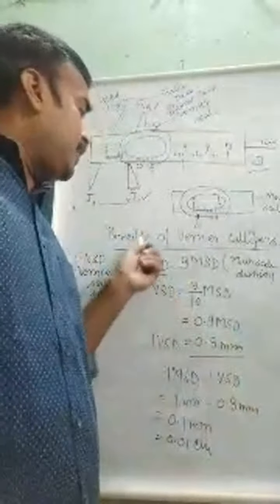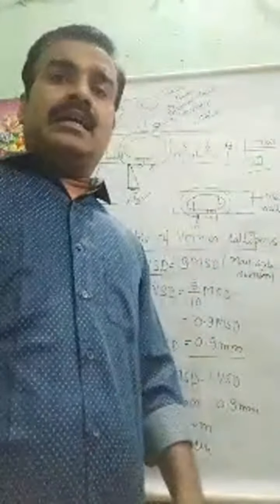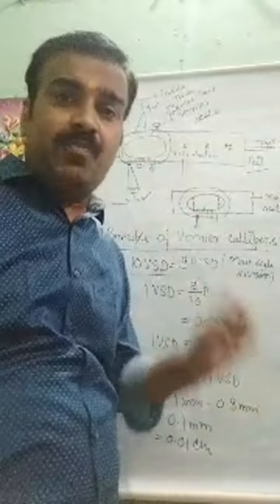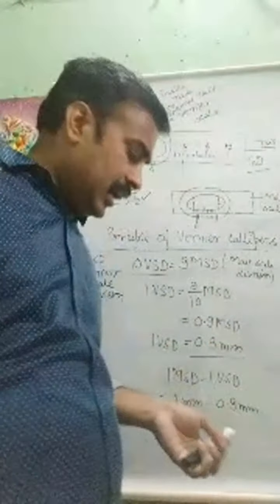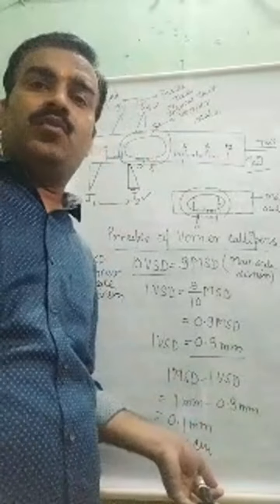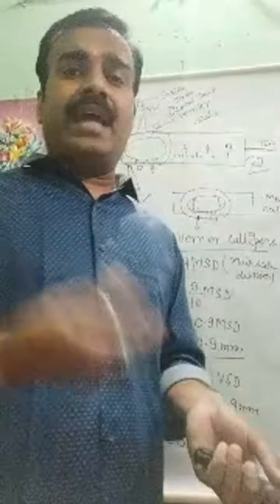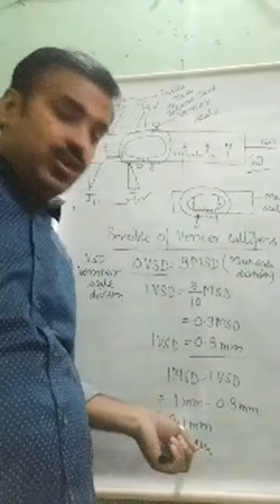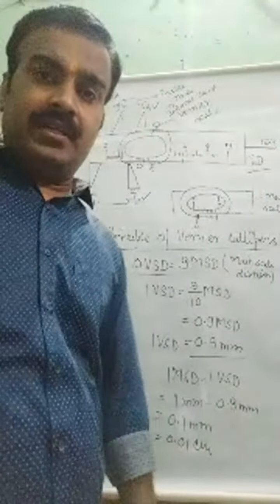That means, according to the principle of Vernier calipers, if we want to find the corrected length of any object using Vernier calipers, then we can find the corrected length up to 0.1 millimeter or 0.01 centimeter. That means if we use the Vernier calipers, we can find the corrected length up to 0.1 millimeter or 0.01 centimeter.